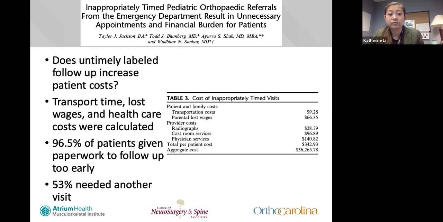The average cost per visit was $342, including transportation for the parents, wages lost, and radiographs and the office visit themselves. So over a year, the aggregate cost was $36,000 for all of the patients studied in this study. So while adult patients may not require a chaperone to every visit, many lower extremity fractures leave patients unable to transport themselves and require the assistance of family members, adding to that aggregate cost.